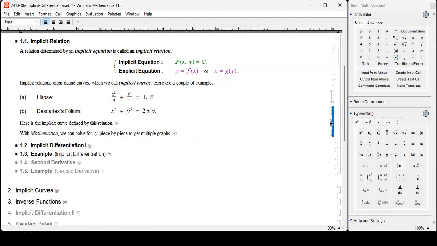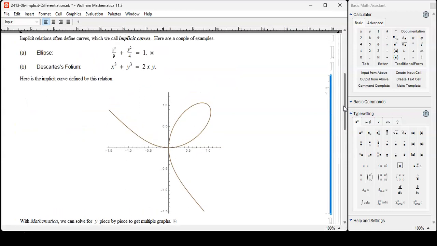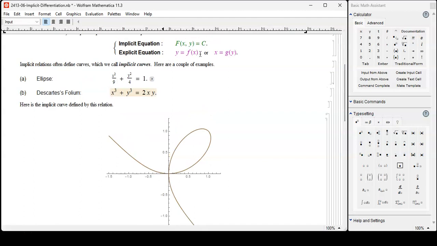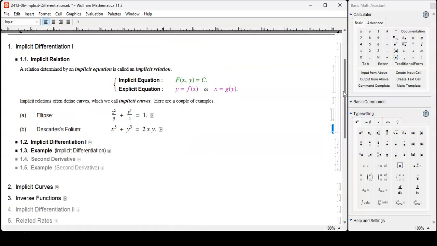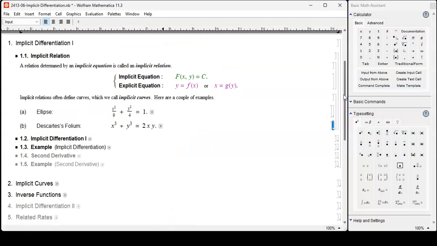Here's another example. This example is called Descartes' folium, named after the French mathematician and philosopher Descartes. And this came from this implicit relation, the set of all points x, y that satisfies this relation. And you can clearly see that this also fails the vertical line test and horizontal line test. So either way, y equals f of x or x equals g of y, either way it's impossible. So this is not an explicit relation. So not a graph of a function either way, x or y.